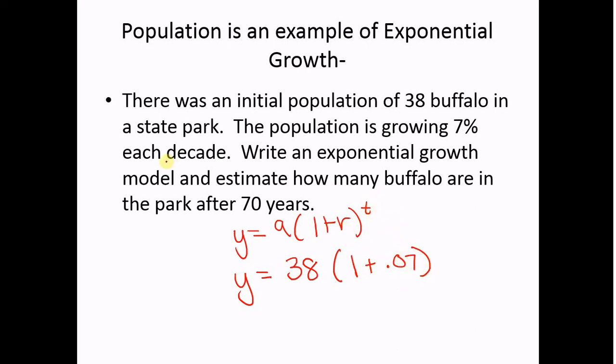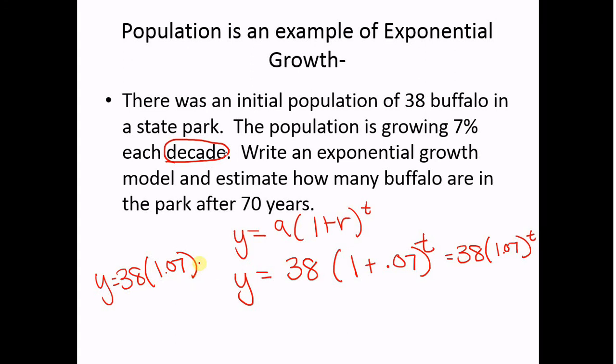Now notice, it's 0.07 for each decade. So, we are going to need to make sure our time is in decades. So we're going to have the t there. So we have 38 times 1.07 to the t. So now, what we're going to do is plug in that 70 years. Keep in mind though, we're thinking about decades. So we're going to have y equals 38 times 1.07.